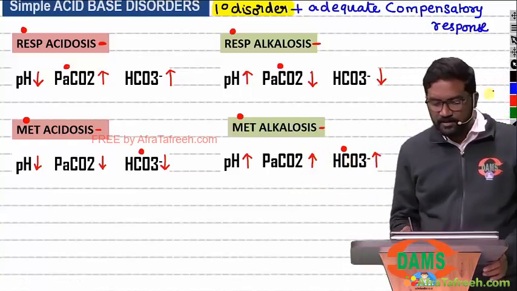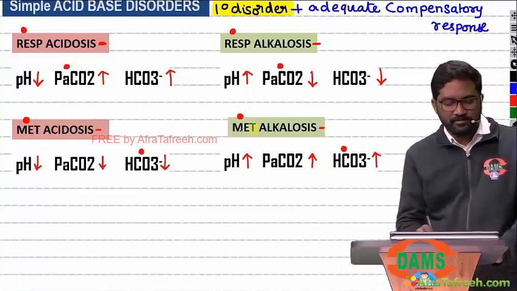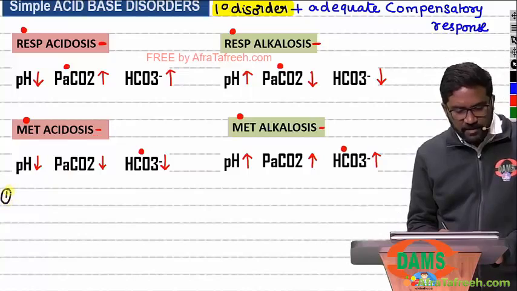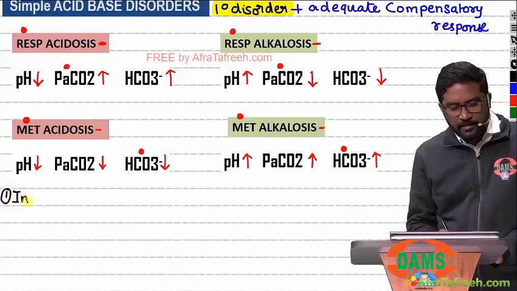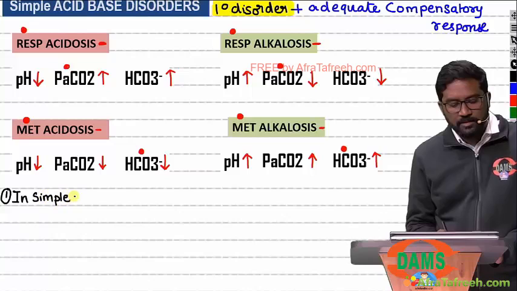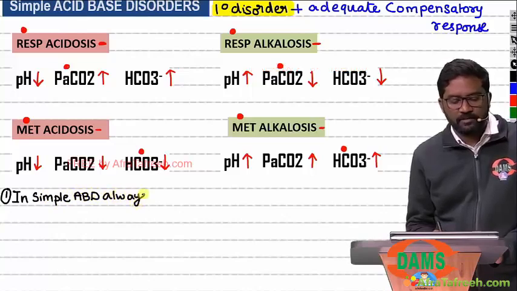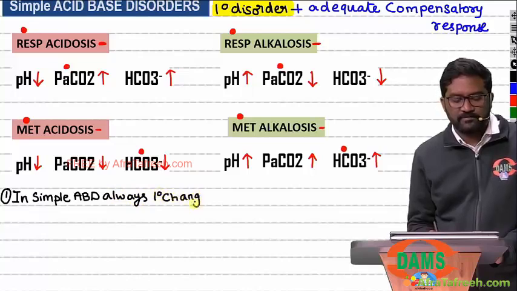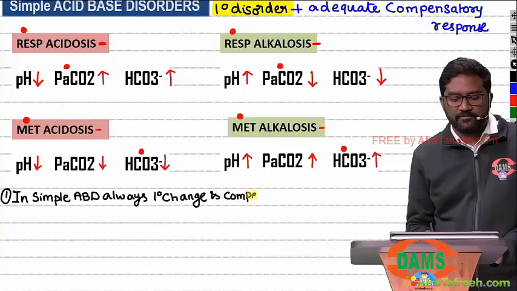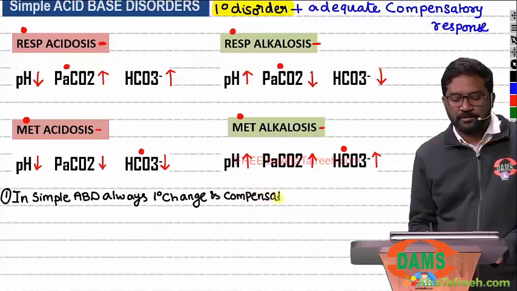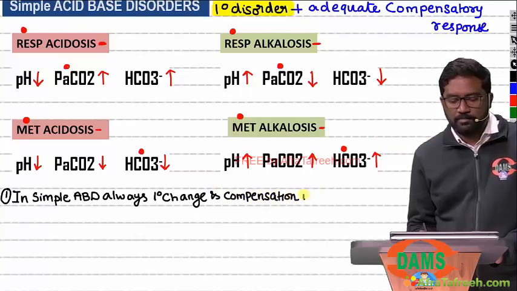To understand this better, there are three important rules. Rule number 1, students. In simple acid-base disorder, first write down the rules. In simple ABD, meaning acid-base disorder, always the primary change and compensation will move together.